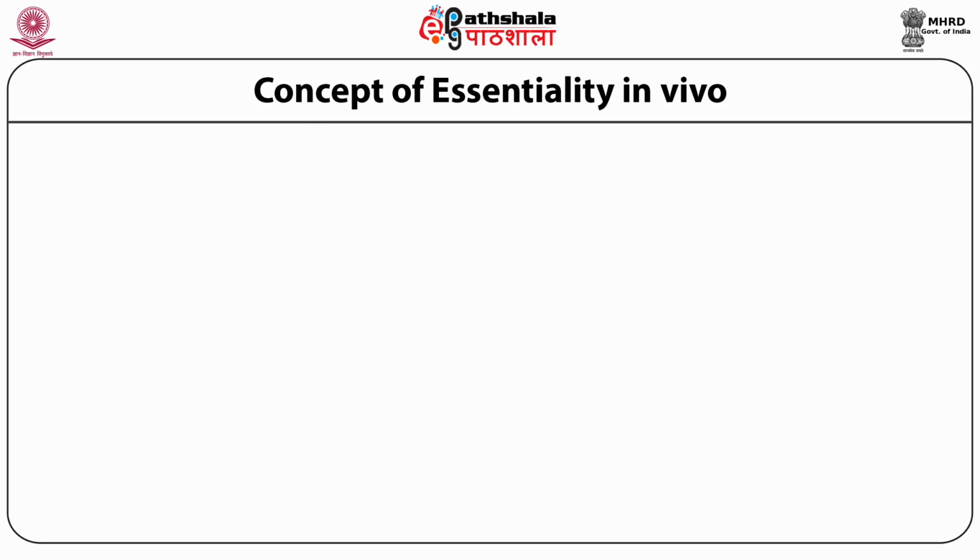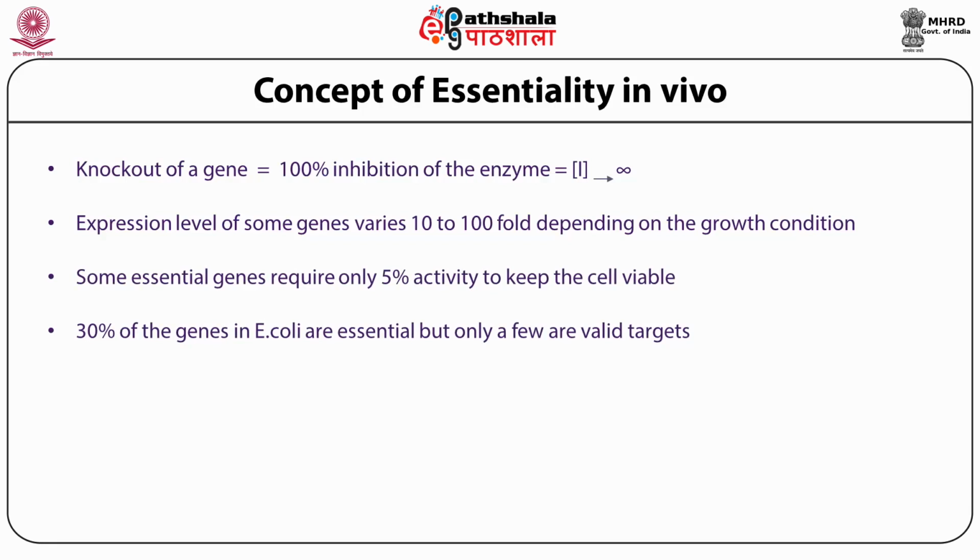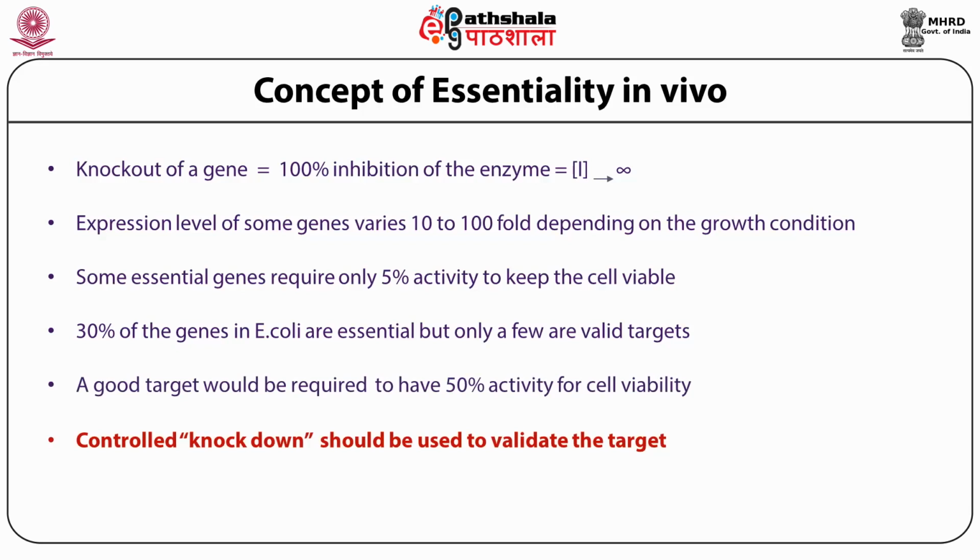Here I will give a simple explanation. If we delete or knock out a gene 100%, then inhibition of the enzyme is almost infinite. Now, if we lower the level of expression, that is 10 to 100 fold depending on the growth condition, the level of gene expression happens. Let us say we have three cases. One is an essential gene that requires 5% activity to keep the cell viable. There are some that are very essential, but 30% of genes are like this. And what could be a good target? A target whose minimum activity required to keep the cell viable is very low makes it a terrible scenario, because you have to inhibit it to 0%. Whereas the best, a good target, is one whose 50% activity keeps the cell viable. That means if you inhibit it by 50%, you would achieve the goal.